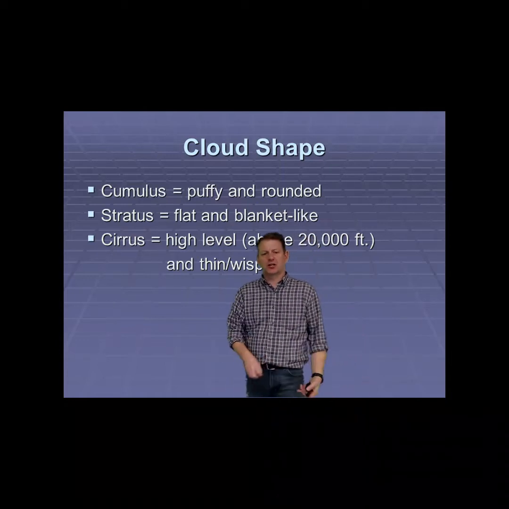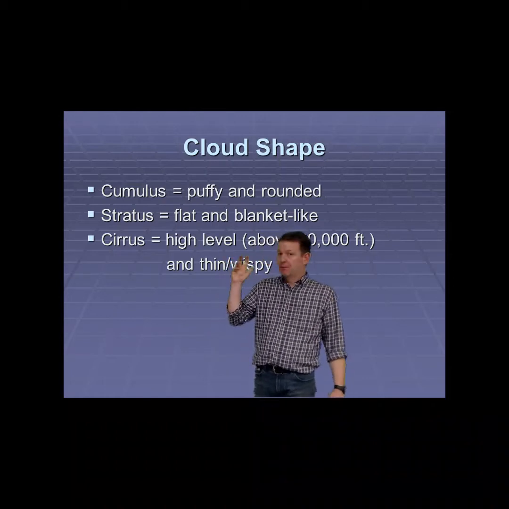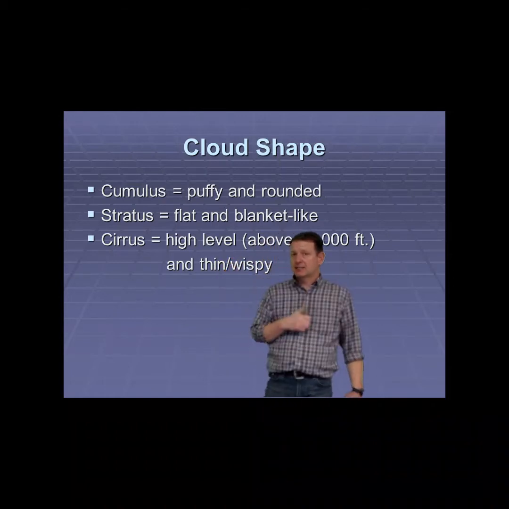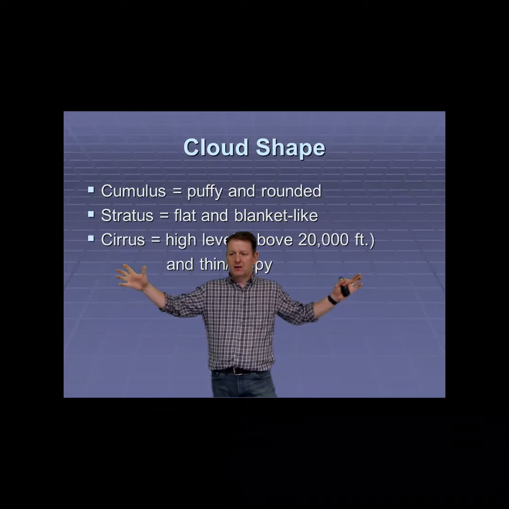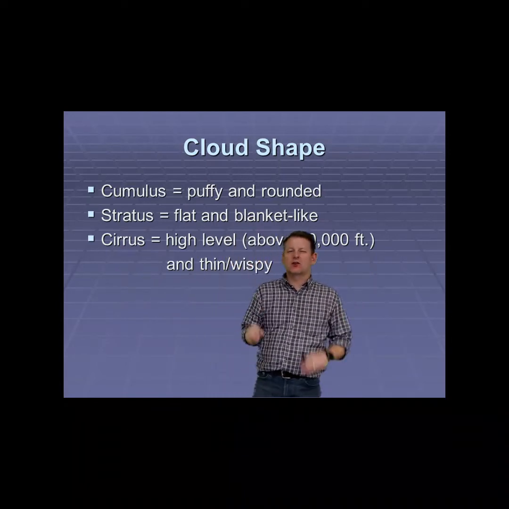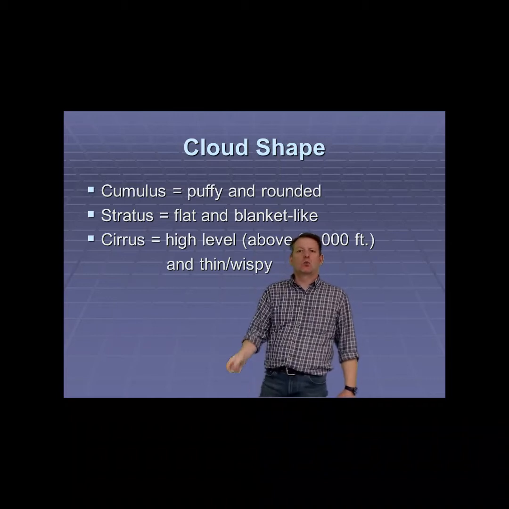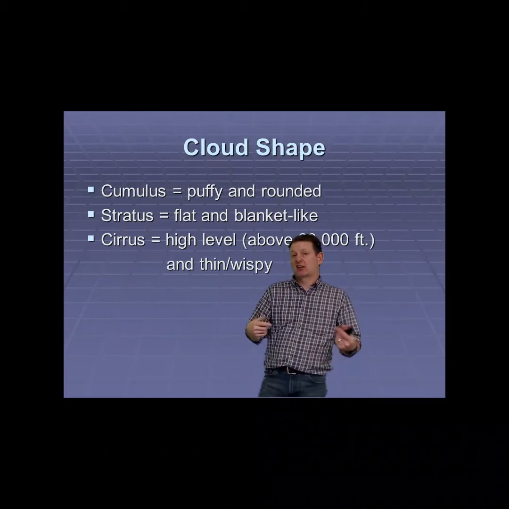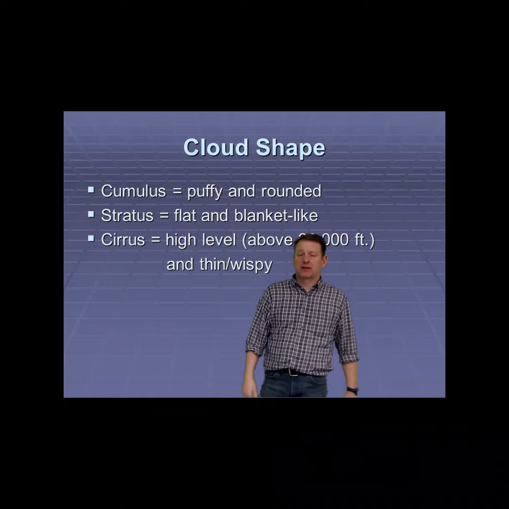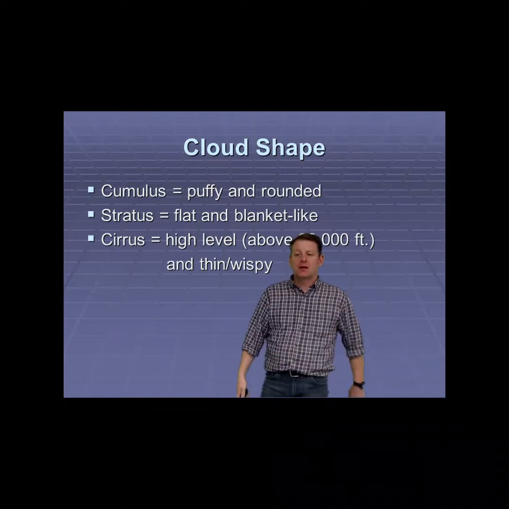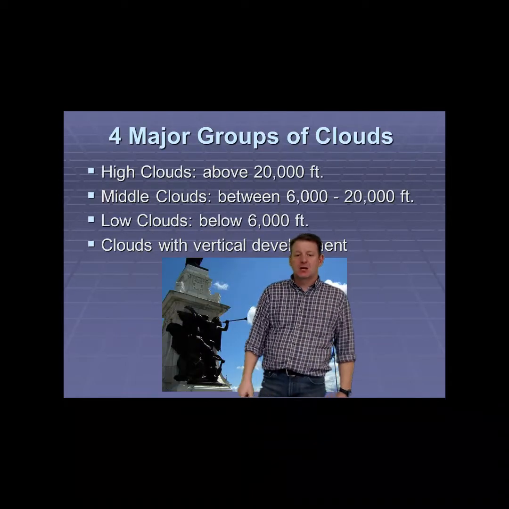So these are the three shapes. Cumulus, puffy and round. Stratus, big, flat, cover everything. And then cirrus, they're going to be really wispy, kind of like when you blow a candle out and the smoke that leaves after that. It's just kind of wispy. Okay, so let's take a look at this.